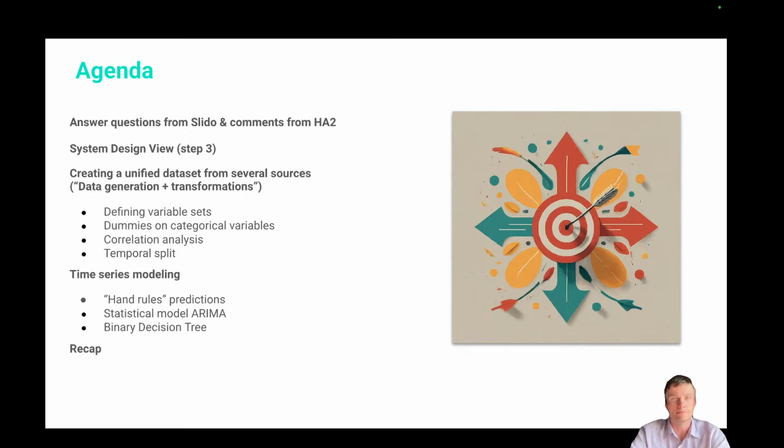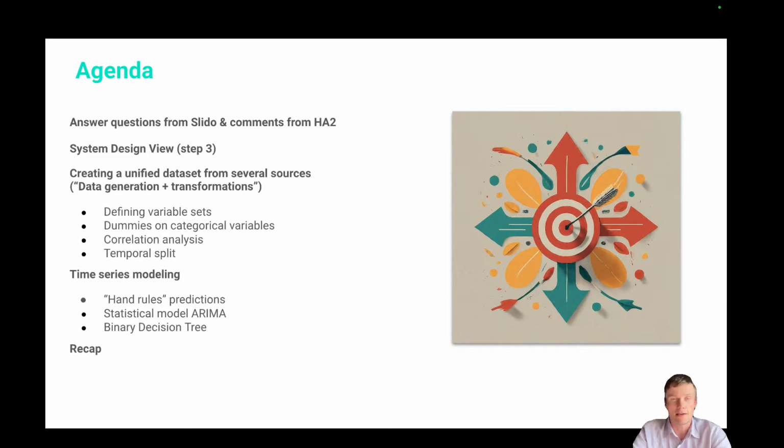We will finalize creating a unified dataset. So we talked mostly about data generation and data joins. And today we will add to that set the new things, that is defining variable sets, working with the categorical data and generating dummies, performing correlation analysis and doing a temporal split that we will need for ML.